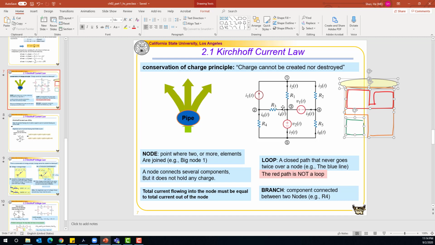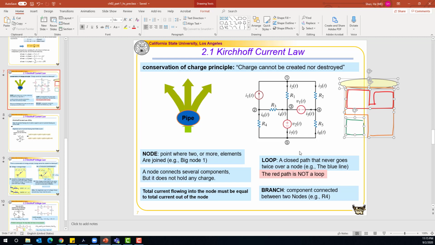A node can only connect several components, but it cannot hold any charge. Think of it as a valve in a pipe system, and this valve cannot hold water. It basically directs water flows. So the water coming into the valve will be equal to the water flowing through the valve. Another concept that we want to learn is a loop, that will help us to define KVL, Kirchhoff's voltage law.